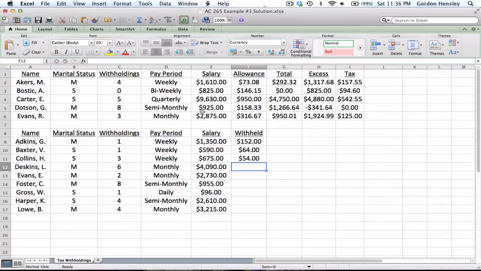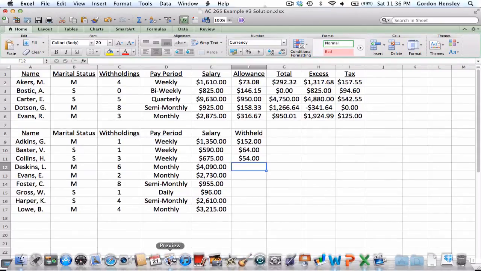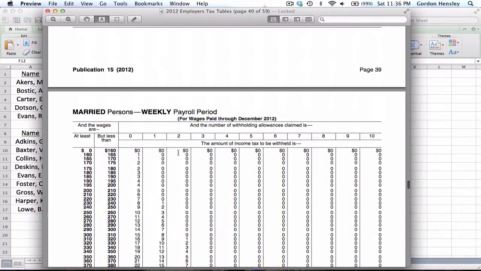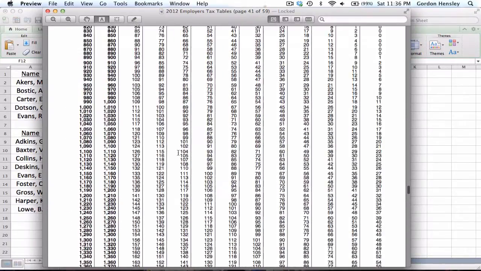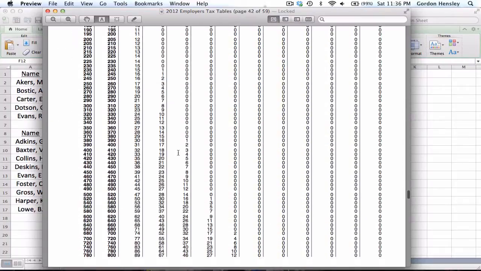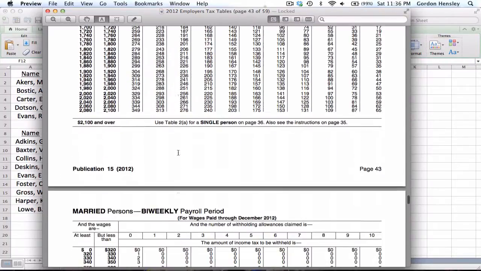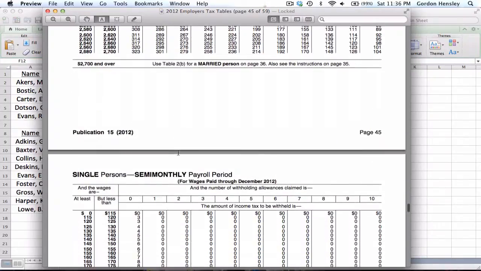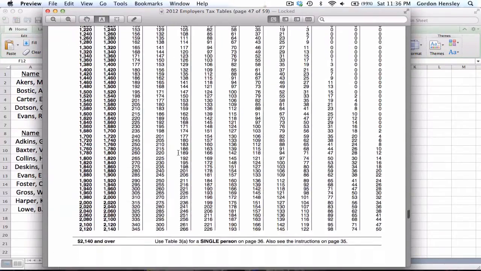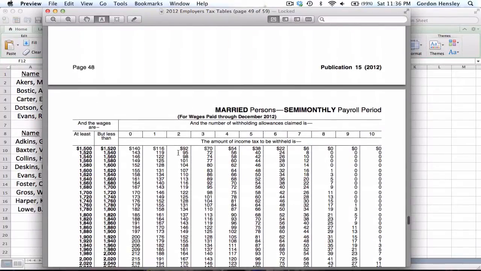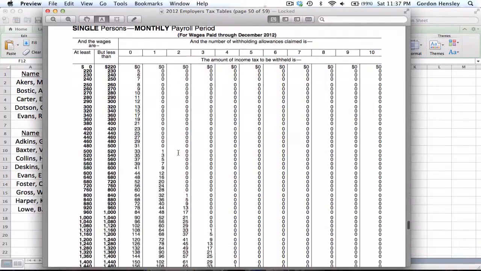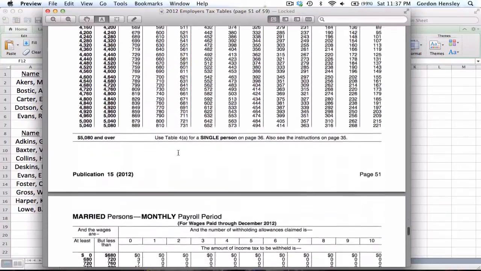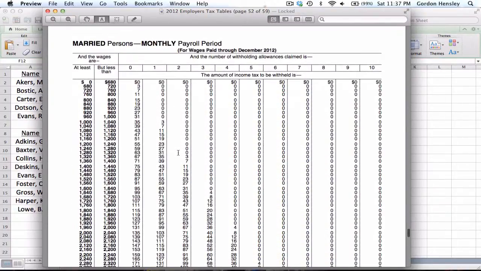The next one is married monthly, 6 withholding allowances, $4,090. So I've got to find the tables for married monthly. And basically, in order to find that, I just have to keep scrolling until I find married monthly. So you see the downside to using this method. Now when I finally get down here to the married monthly table, there's single monthly. Finally here on page 52 I find married monthly.